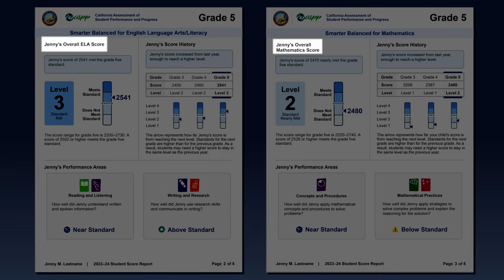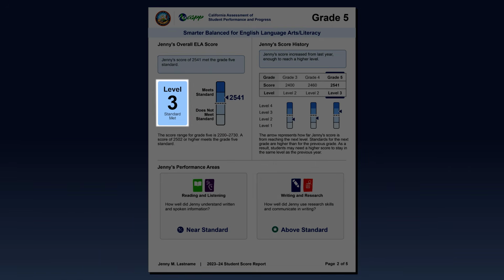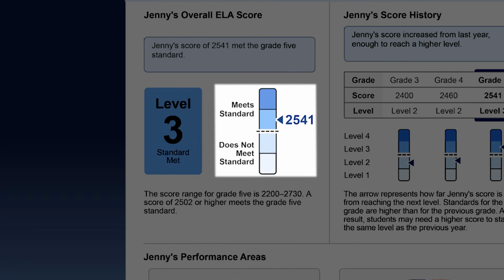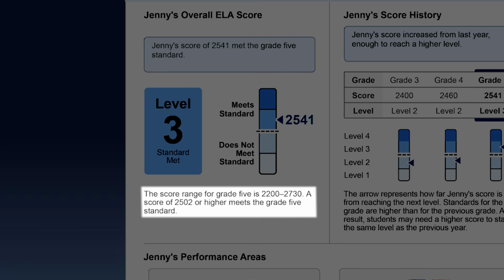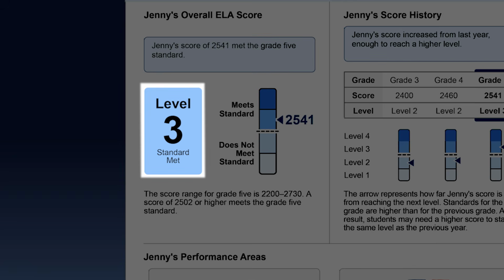Pages 2 and 3 describe Jenny's scores for ELA and Mathematics. At the top of each page, the Overall Score section shows Jenny's overall achievement level and score. The single-digit number is Jenny's achievement level, and the 4-digit score indicates where Jenny scored within the overall score range for the grade level. The dotted line indicates the score needed to meet the standard for that grade level. For example, a score of 2,502 or higher meets the grade 5 standard. Here, Jenny's overall score is 2,541, which is in level 3, standard met.